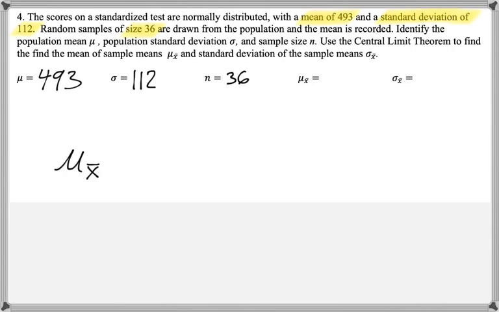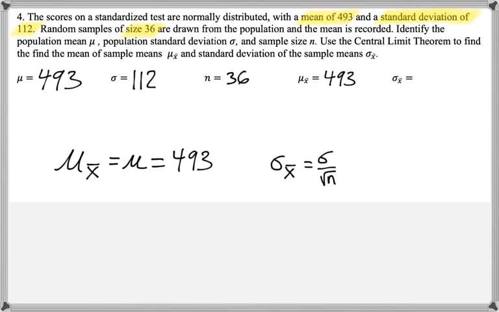Mu x bar is equal to mu, so that's just 493. And then sigma x bar is equal to sigma over the square root of n, so 112 over the square root of 36, which is 18.6 repeating. So rounded to 2 decimal places is 18.67.